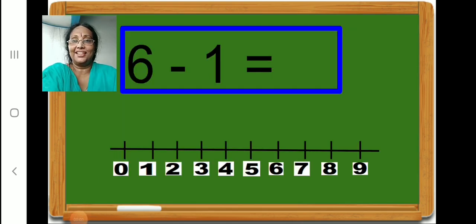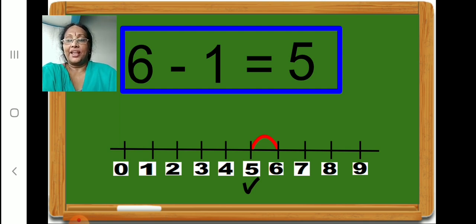Let us see these examples in detail. Look at the number line properly. Let us subtract 6 minus 1. Starting from 6, when we jump 1 time towards the left, we reach number 5. So children, therefore 6 minus 1 is equal to 5. Remember children, when we subtract 1 from a number, the answer is the number before it.